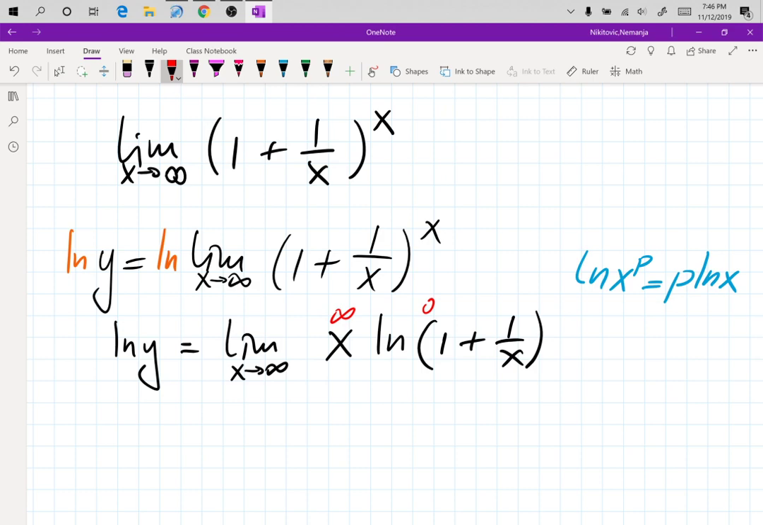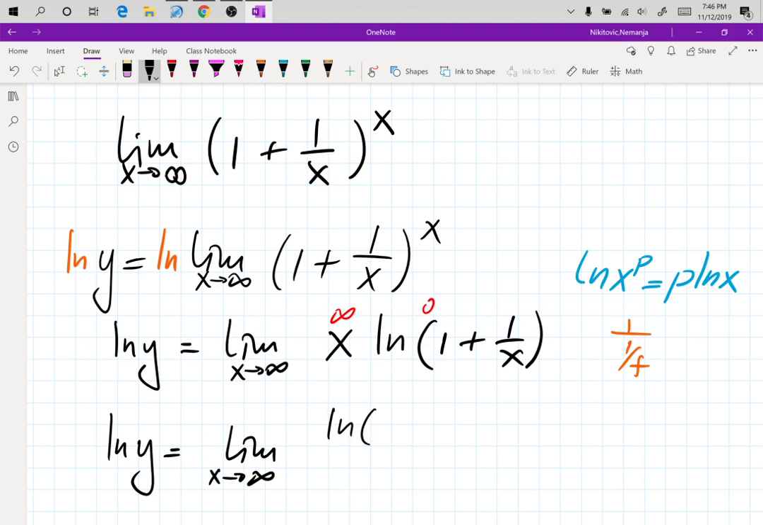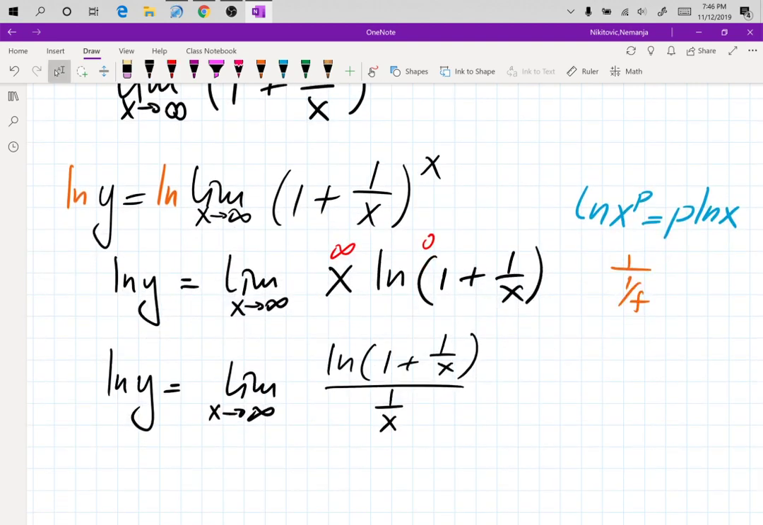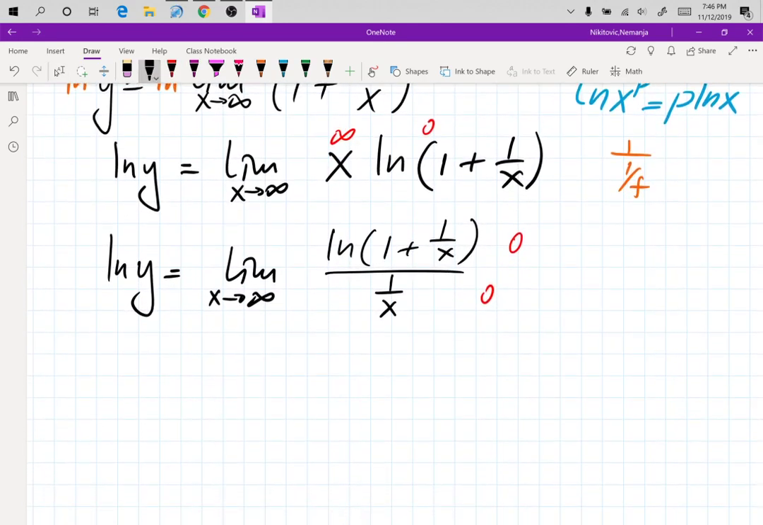1 plus 0 is 1. ln of 1 is 0. So we have this, which means that we can use the now 1 over f trick. So we'll put this in: ln y is equal to the limit as x goes to infinity of x, what do we have? We have ln of (1 plus 1 over x), divided by 1 over x. So now we have 0 over 0, and we can use L'Hopital.